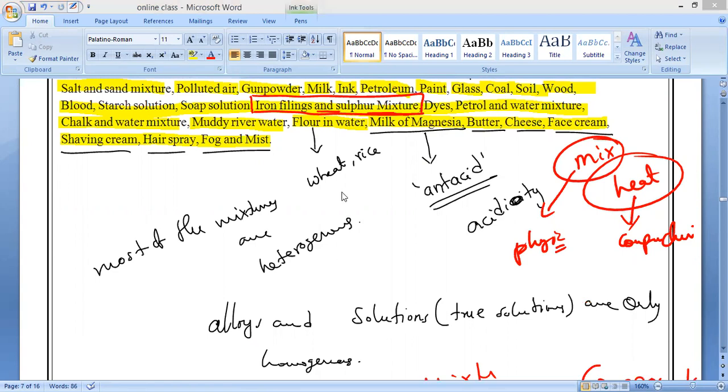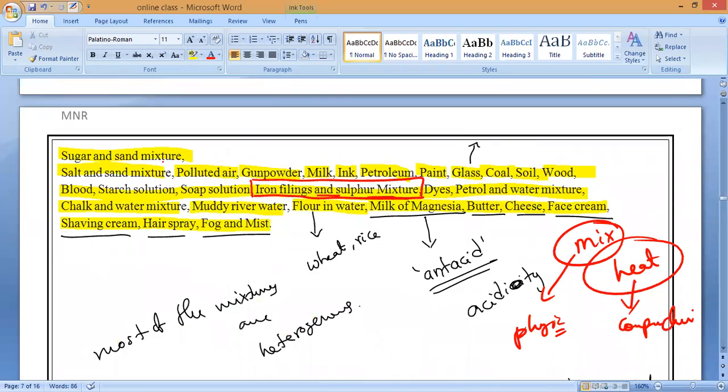So this is all about it. These are all examples of what, Mitakshri? All are examples of heterogeneous mixtures only. Most of the substances present in our surroundings are what, guys? They are heterogeneous mixtures. Very few are homogeneous mixtures in our surroundings. Remaining all are heterogeneous mixtures.